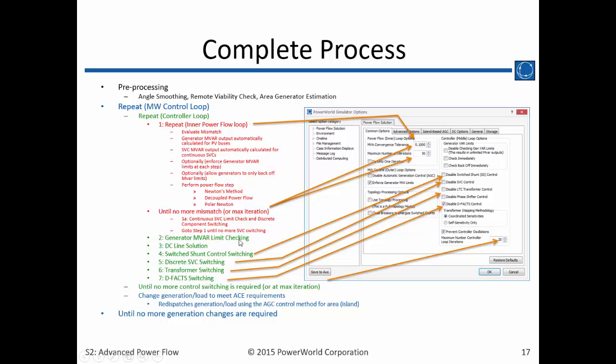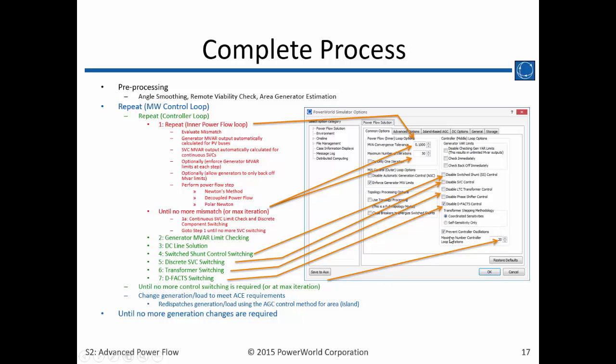And then generator MVAR limit checking, again, note that there is the check immediately and check back off immediately options up here that would move this limit VAR checking up here into the inner loop and do it before it actually solves the power flow. But keep in mind then that it's checking it every time it solves the power flow, instead of only checking it each time the power flow is solved and it comes back out to the middle loop. So that's why it can slow it down.